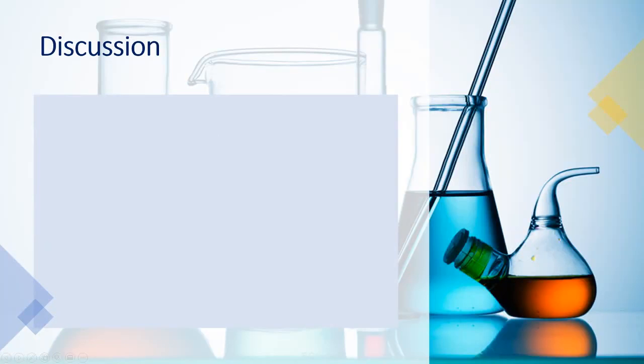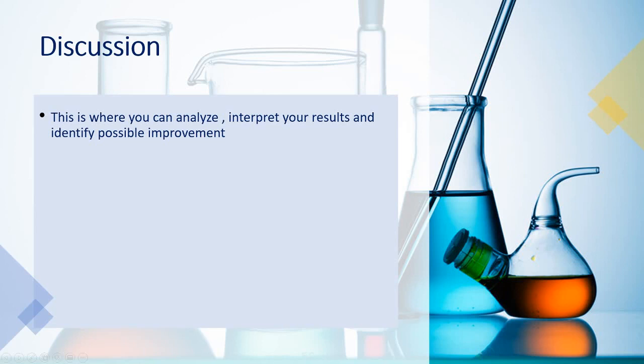The discussion section, which I see to be one of the most important sections for the report, is where you analyze, interpret your results, and identify possible improvement. So simply make meaning of whatever data you gathered from the experiment. And the first way to do that is to interpret the results. Why do you see the results or pattern for your experiment? So you build on the observations that you made in the results section and connect them to the concepts you established in the introduction.